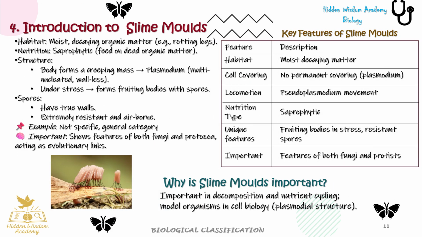Fourth, introduction to slime molds. Habitat of slime molds: moist, decaying organic matter, for example, rotting logs. Nutrition: they are saprophytic, feeding on dead organic matter. Structure of slime molds: the body forms a creeping mass called plasmodium, multinucleated, wall-less. Under stress, they form fruiting bodies with spores.